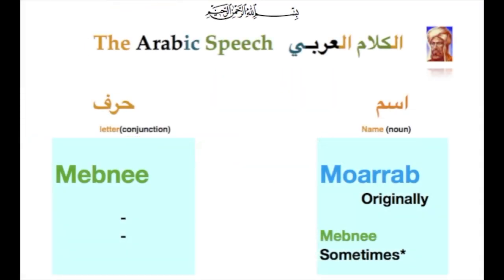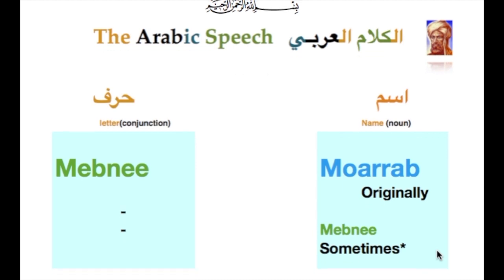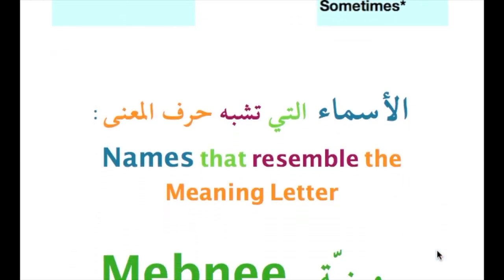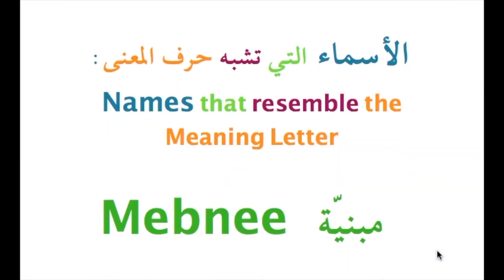Previously we've mentioned that ism is Mu'rab, but sometimes it's Mebni, and harf is always Mebni. And what we mean when we say that ism is originally Mu'rab is that by the rule it's Mu'rab, but sometimes there's an exception to that rule and the name becomes Mebni. And that exception is by relation to the harf. Names that resemble the harf are Mebni.